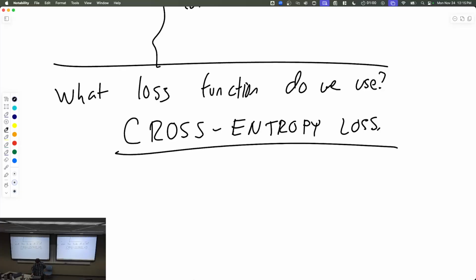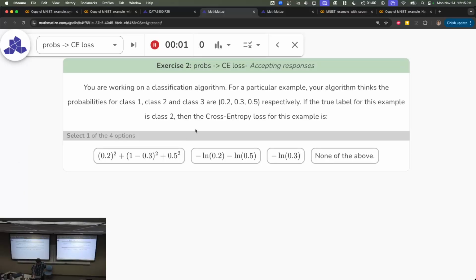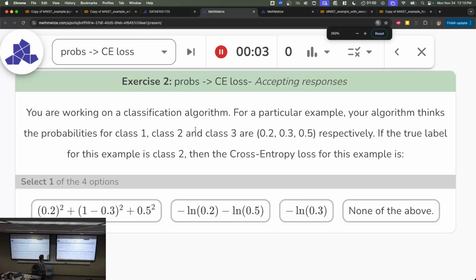Here is a little mathematized question, seeing if you remember anything about the cross entropy loss. How do we convert from the probabilities to the cross-entropy loss? So it's the same example as before. We have 3 classes. The probabilities are 0.2, 0.3, and 0.5. And the true label is class 2. So we said 20%, 30%, 50%. And the example we're working on actually is a class 2. How much loss do we get in this situation?